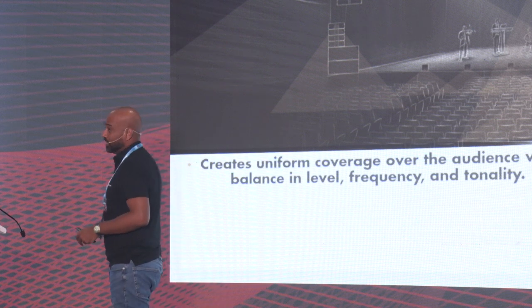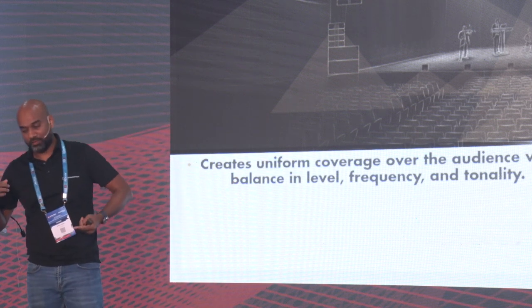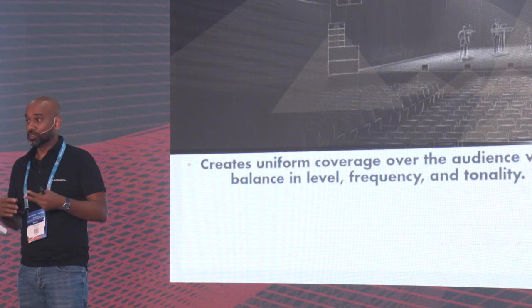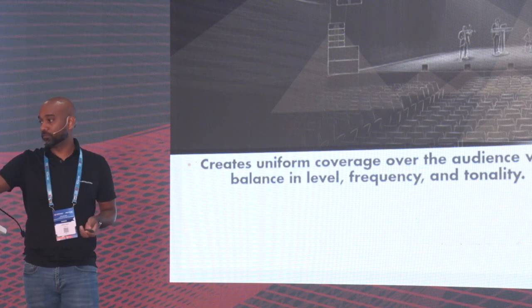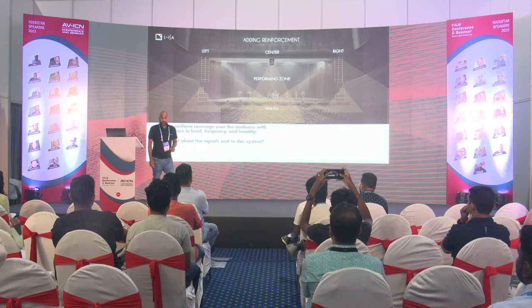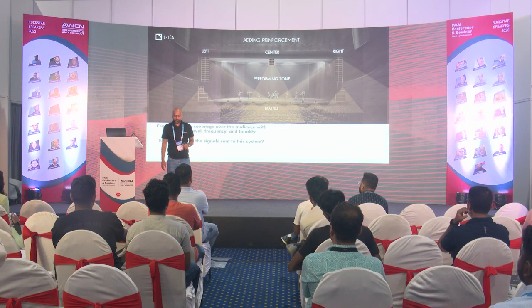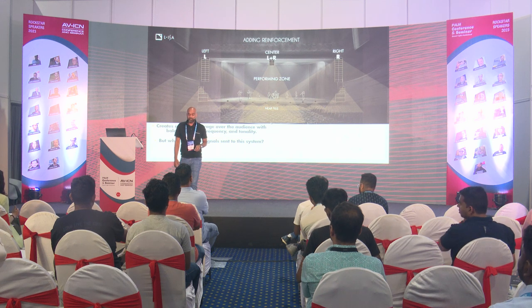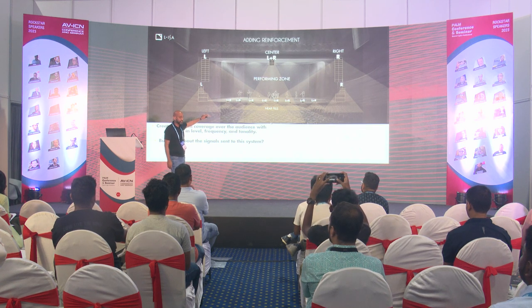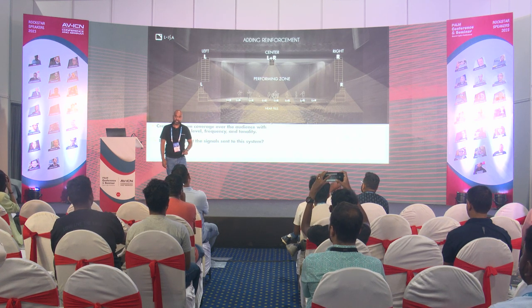So this creates a uniform coverage for your whole audience, a uniform coverage in the way of volume, amplitude, in the way of frequency response. So your tonality is being maintained from front to back, left to right, across your audience. They're all hearing the same thing. But what about the signals that we're sending to this system? Are we really mixing stereo? We're sending left to the left, good. We're sending right to the right, good. That part looks okay. You look at the front fills, we're sending a combination of signals. You look at the center, you're sending a combination of the signals to use as a center fill.